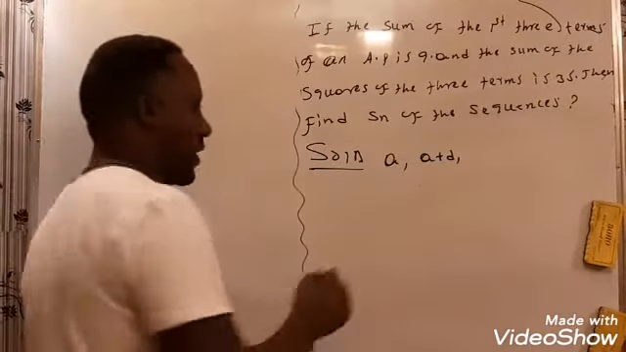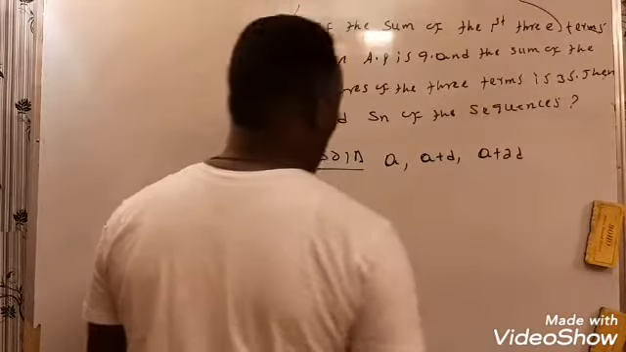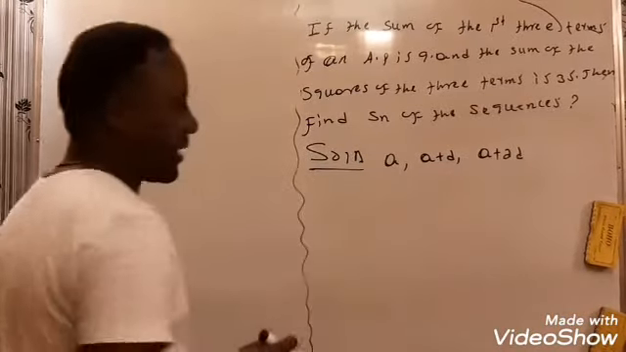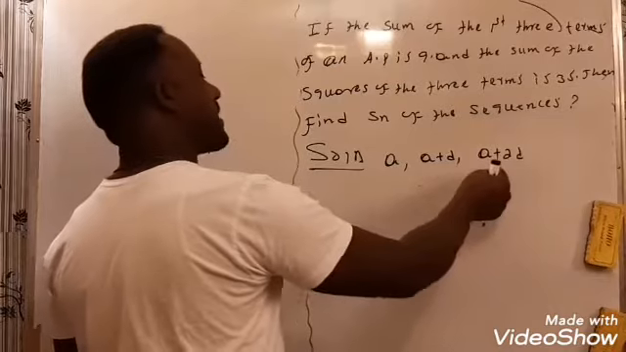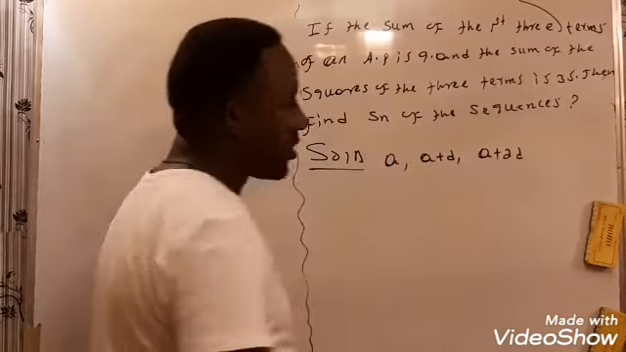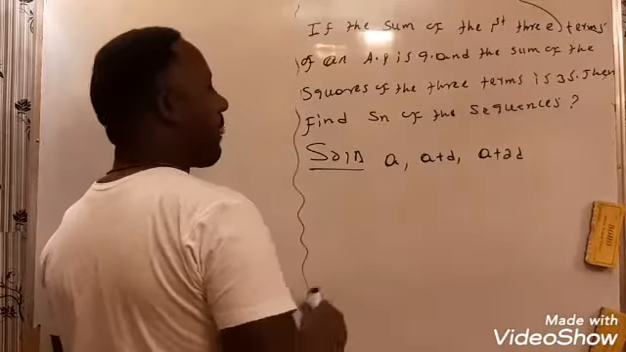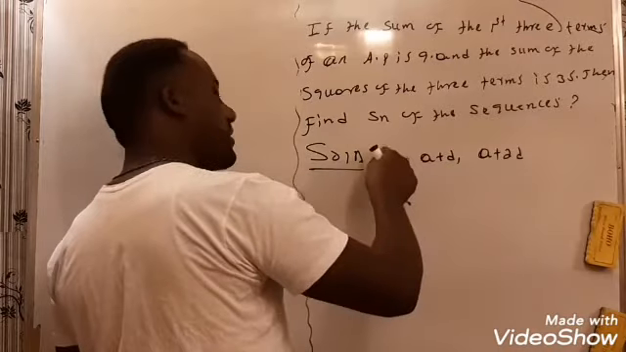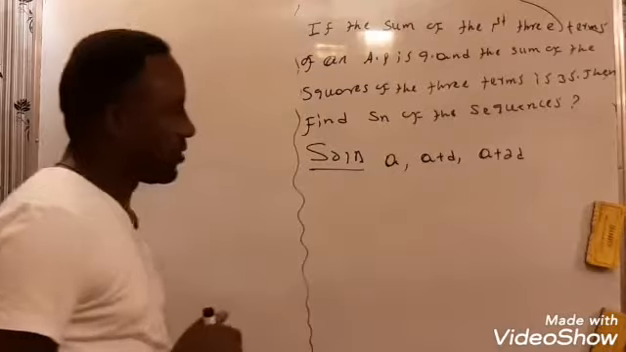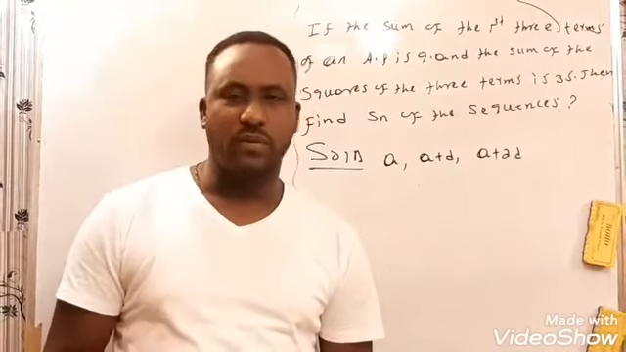What will the third term be? It will be a plus 2d. You know that adding d here gives this, and adding d here gives this, because this is the sum of this and this. So we have these three consecutive terms of an arithmetic progression.